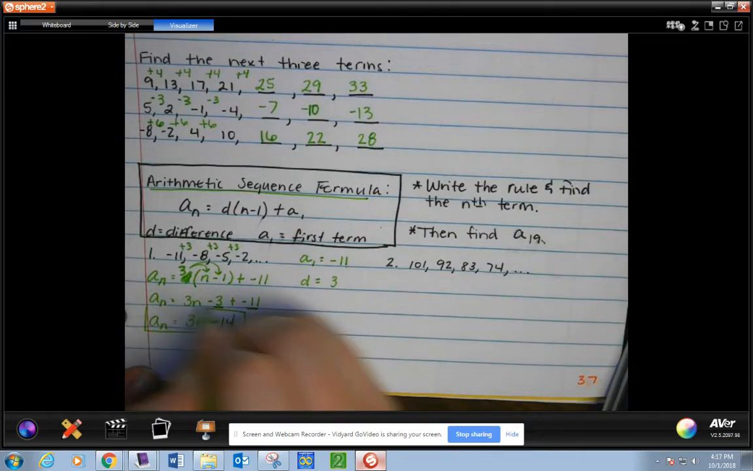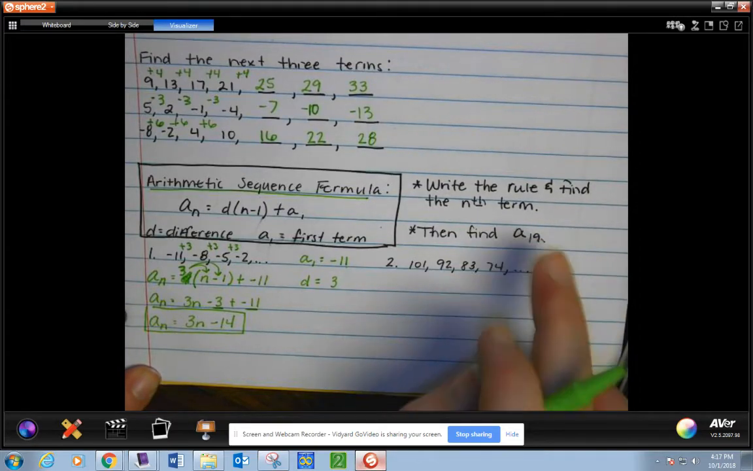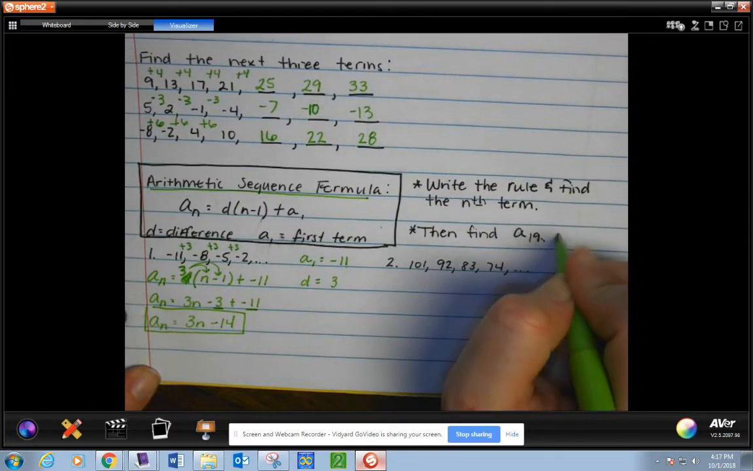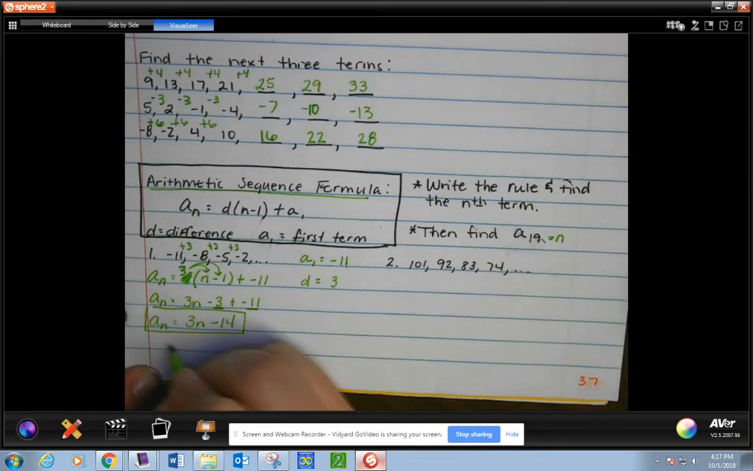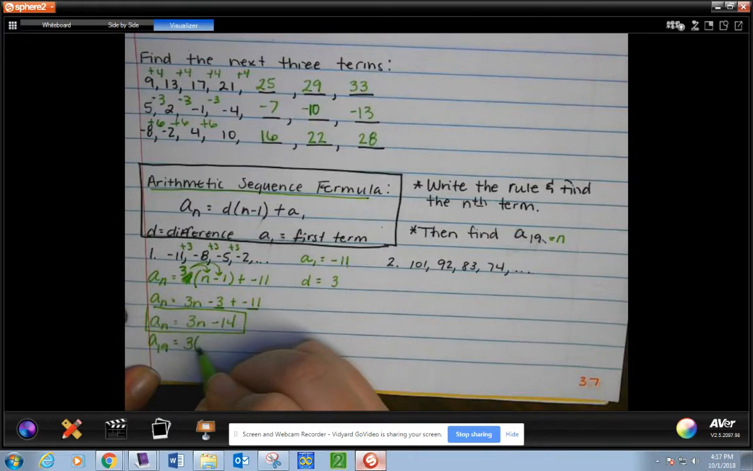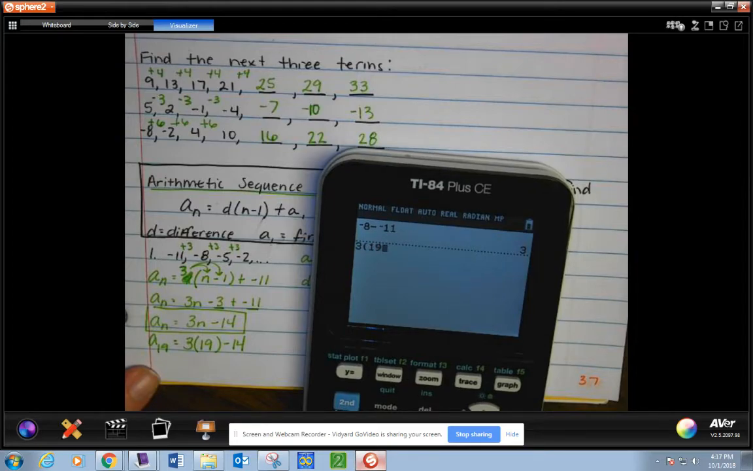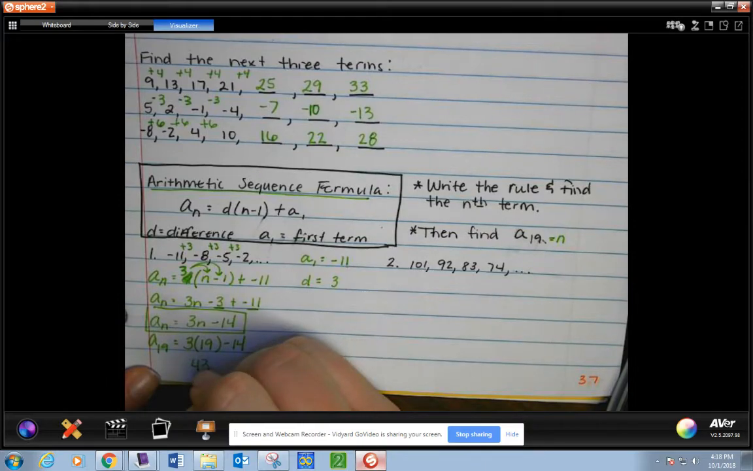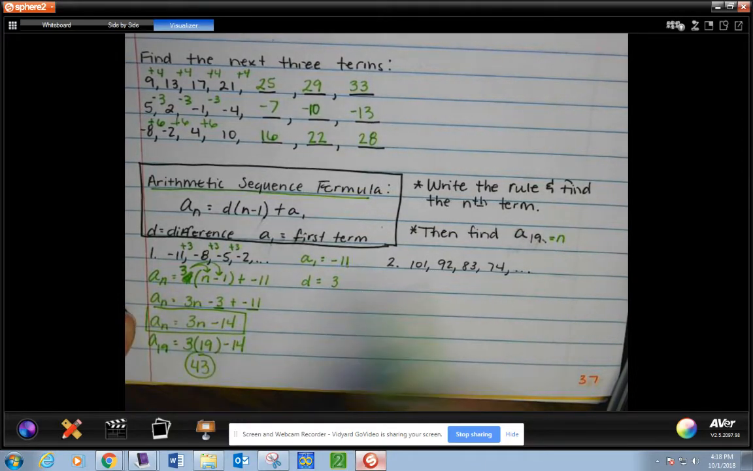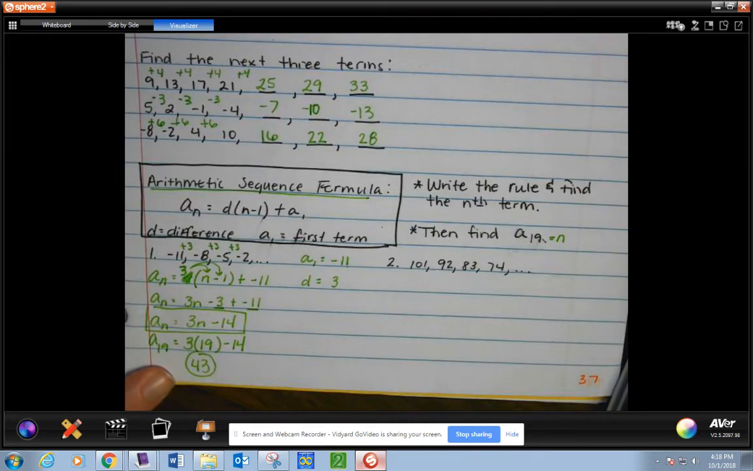This is my rule. Now what I do is I take that A sub 19, and remember that 19 took the place of n. So if you need to write this, 19 equals n. You're just going to come down here into your rule, and we're going to find A sub 19. A sub 19 just means we're going to do 3 times 19 minus 14. I don't need you to do that in your head. You can grab your calculator. We're going to do 3 times 19 and then minus 14, which gives me 43. So I'm going to circle that. I boxed my step 1 and I circled my step 2, so that way it's easy for me to find the answer.